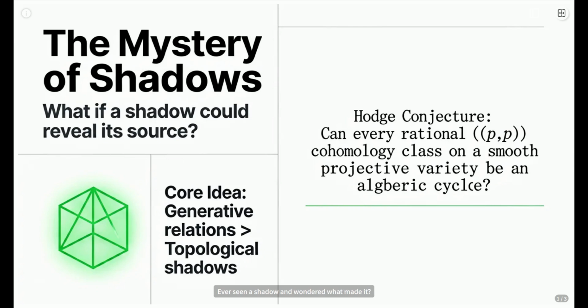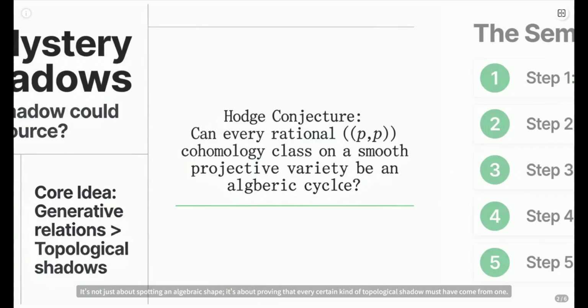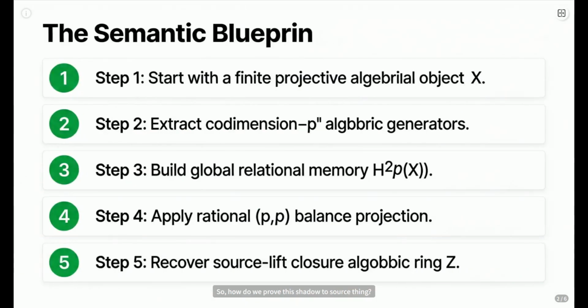Ever seen a shadow and wondered what made it? The Hodge conjecture asks something similar for shapes in higher dimensions. It's not just about spotting an algebraic shape. It's about proving that every certain kind of topological shadow must have come from one. So how do we prove this shadow-to-source thing?